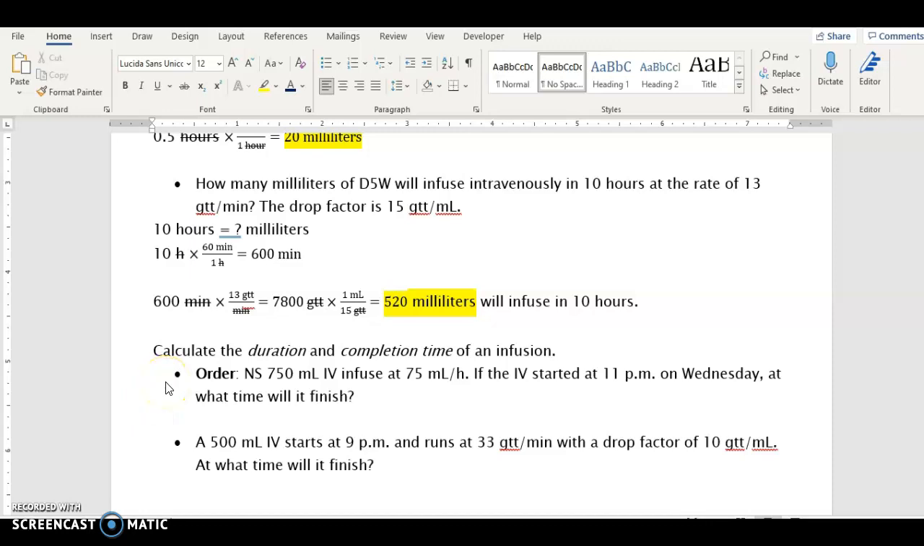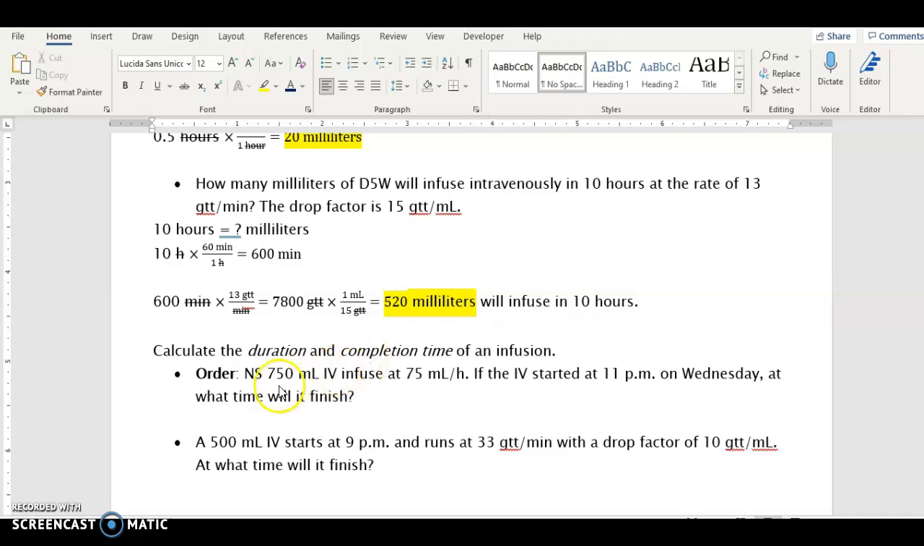In the next two examples, we're going to calculate the duration and completion time of an infusion. So the word duration means how long. So how long will the infusion last? And then completion time means at what time will the infusion be finished?